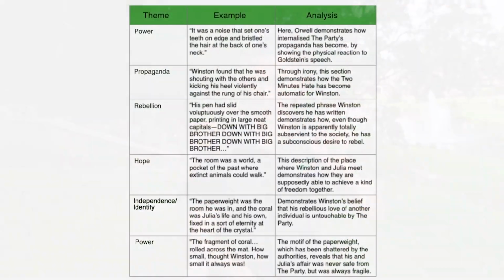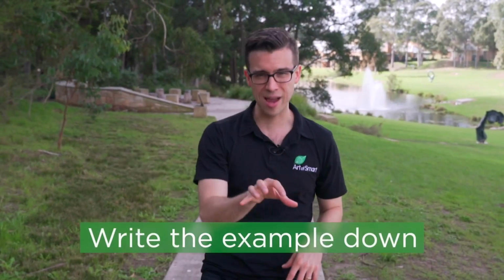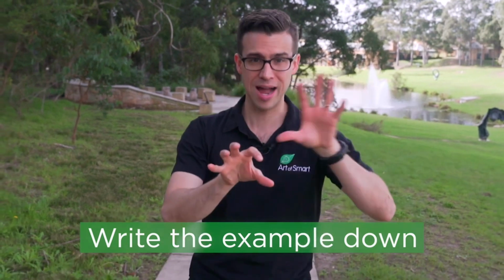So the second column in your T table, you're going to write examples as the title. As you're reading the text, watching the film, reading the poem, as you go through it, every time you find an example from the text that relates to that idea, theme, or character, you're going to write that example down in the table for that particular theme, idea, or character.